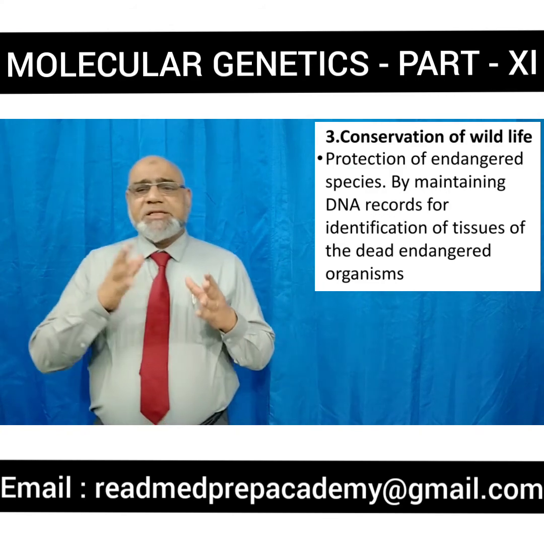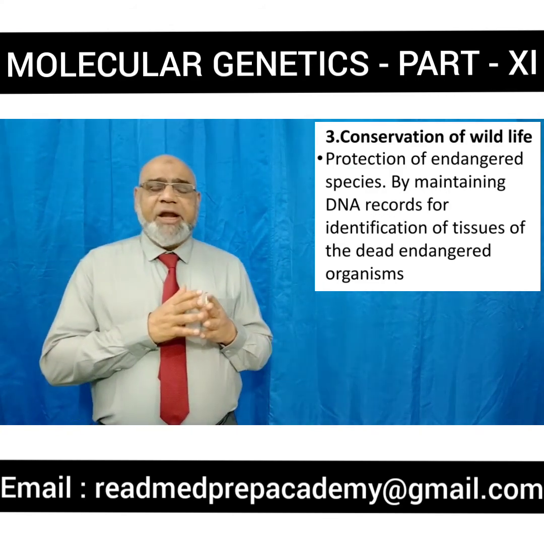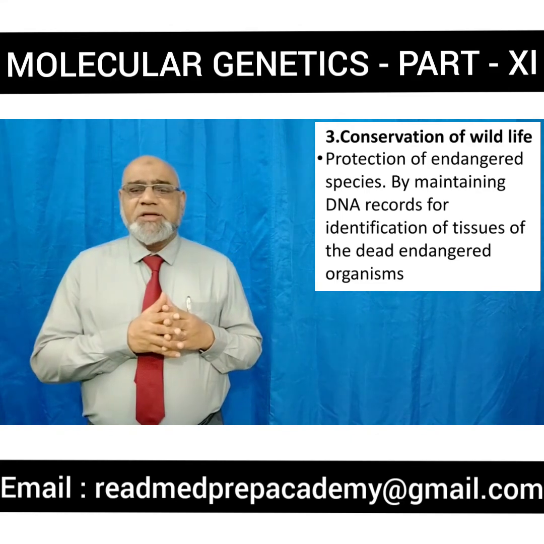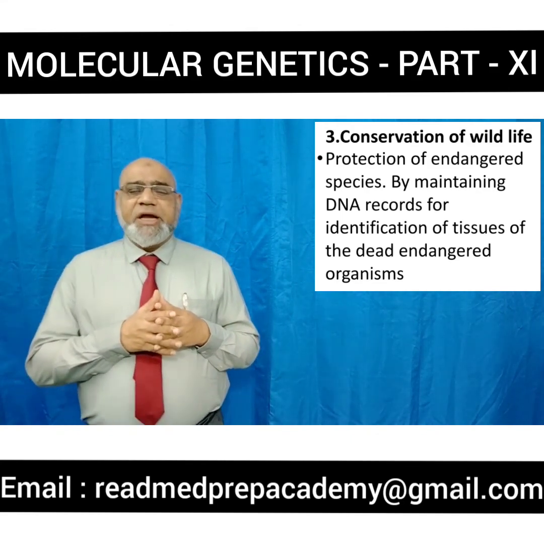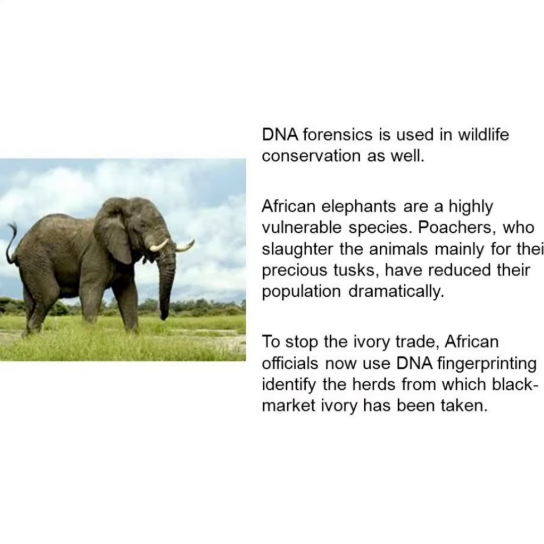Number 3 is conservation of wildlife. Protection of endangered species by maintaining DNA records for identification of tissues of the dead endangered organisms. DNA forensics is used in wildlife conservation as well. How? An example I will tell you. African elephants are highly vulnerable species. Poachers slaughter the animals mainly for their precious tusks, which has reduced their population dramatically. So to stop the ivory trade, African officials now use DNA fingerprinting to identify the herds from which the black market ivory has been taken.